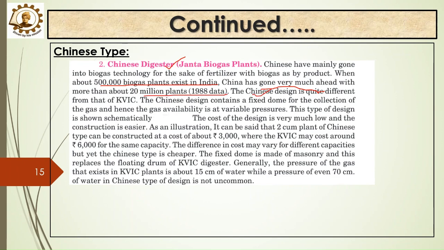The Chinese design is quite different from that of the KVIC. The Chinese design contains a fixed dome for the collection of the gas, hence the gas is available at variable pressures. This type of design is already shown in the previous slide. The cost of the design is low and the construction is easy, which is why sometimes we go for the Chinese model. The fixed dome is made of masonry, and this represents the floating dome of KVIC. So in certain cases, the Chinese design is also common.